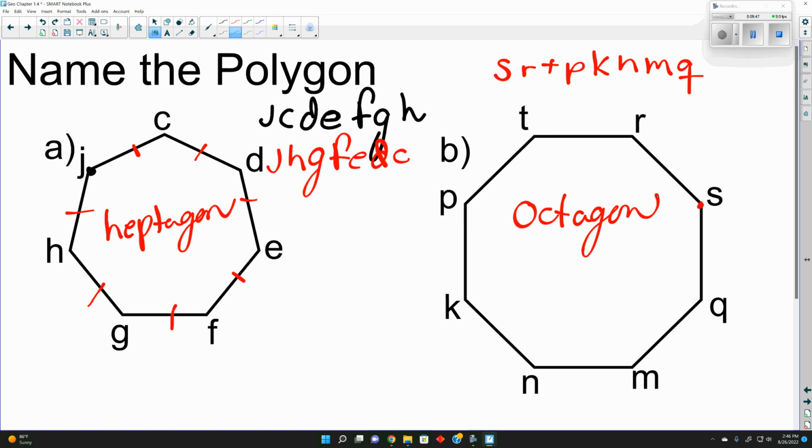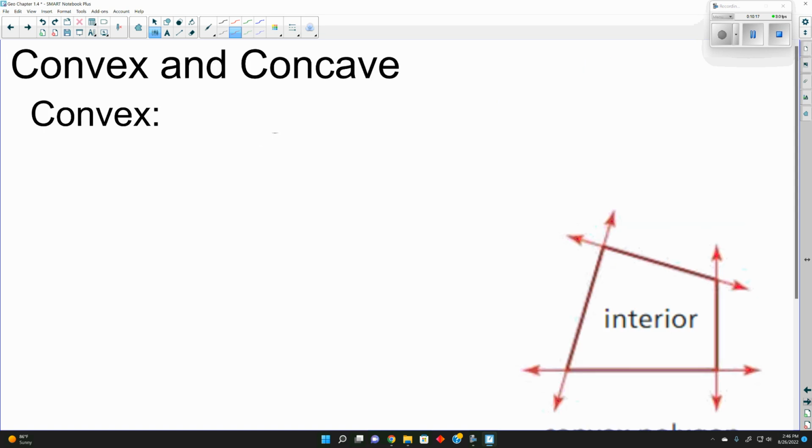Any questions on this so far? So if it says name it based off the vertices, we're looking at the letters. If it says name it based off the number of sides, we're looking at octagon. If it says name the polygon based off the vertices and number of sides, we want both. We ready for the next part?